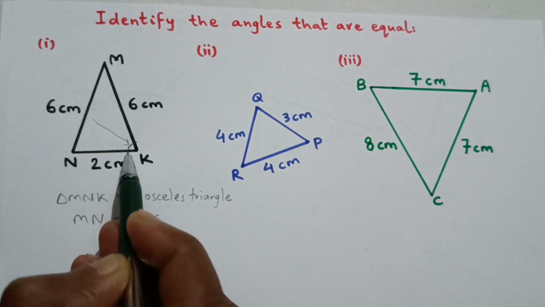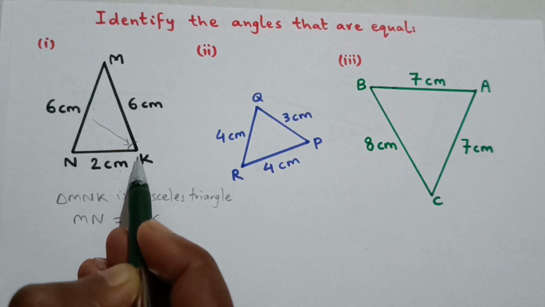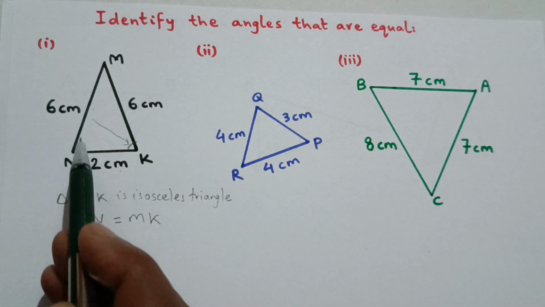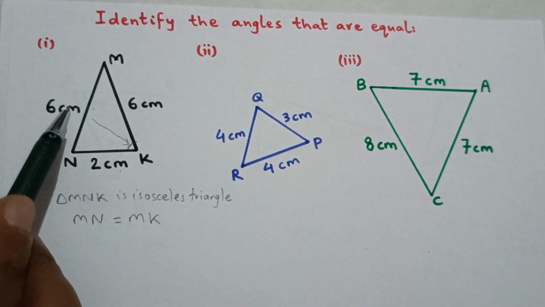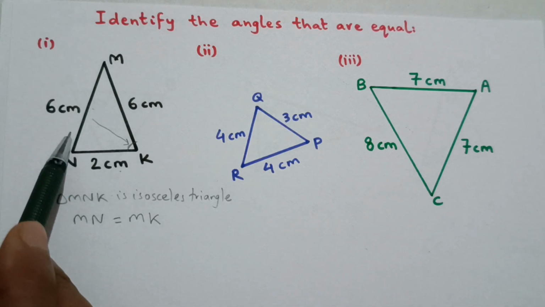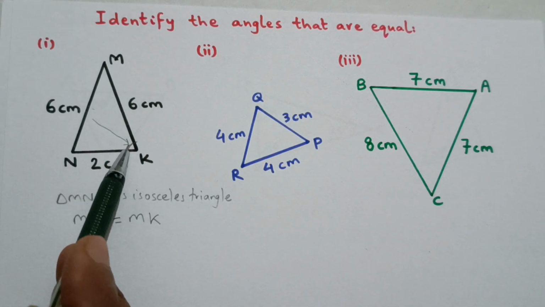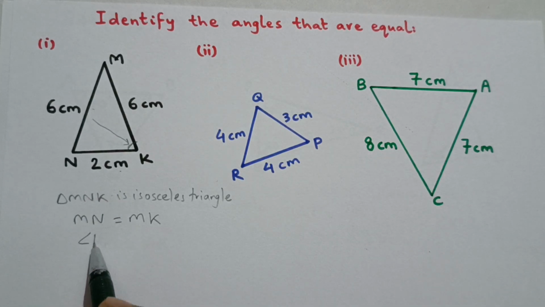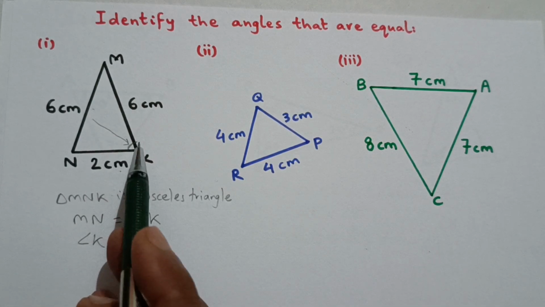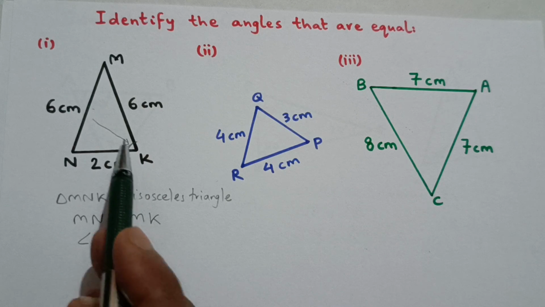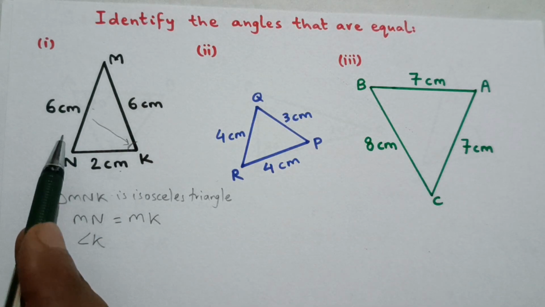So this angle is angle K. For this side, which is side MN, the angle opposite to this side is this angle, which is angle K. Angle K is the opposite angle to side MN.